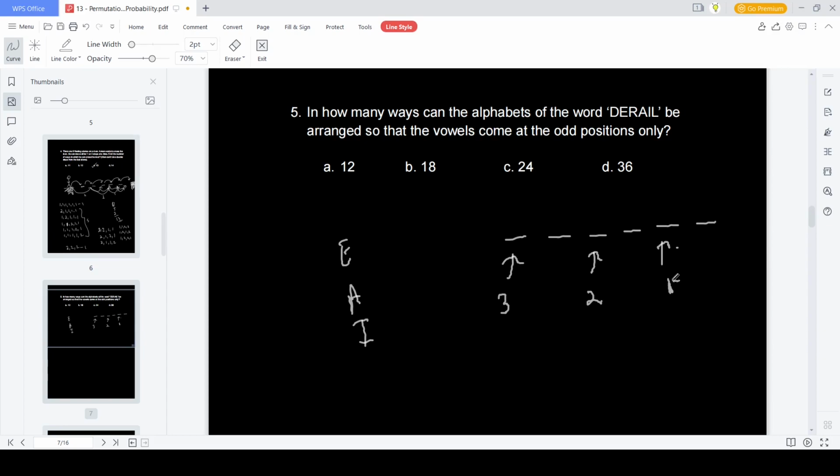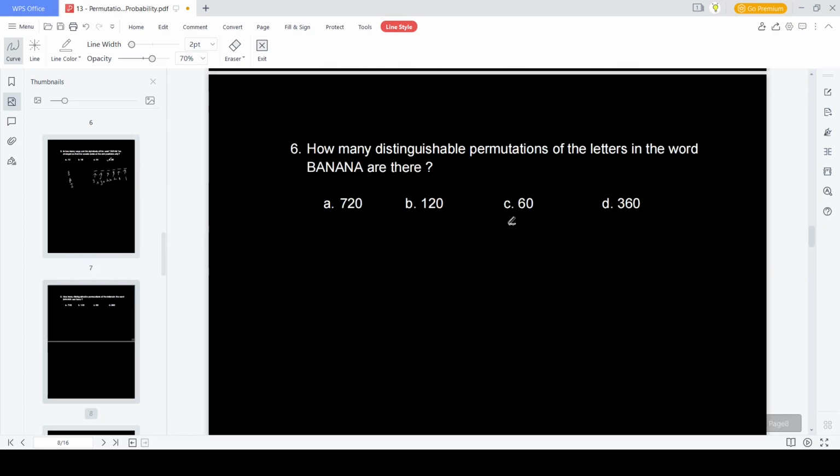Okay? And then if you have to fill in the other letters remaining, here there are how many options? Three options. Here there are two options. Here again there is only one option, okay? So the total comes as 3 into 3 into 2 into 2. That is nothing but 9 into 4, that is 36. That's the answer. Next question.